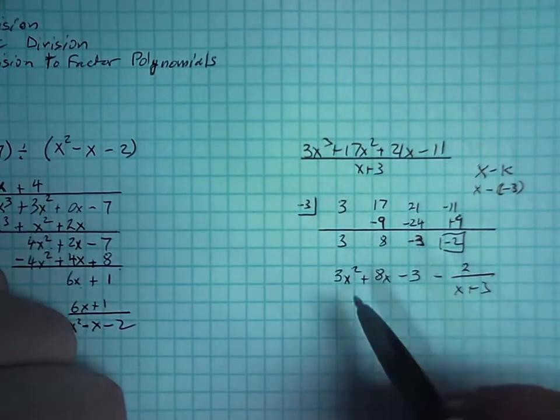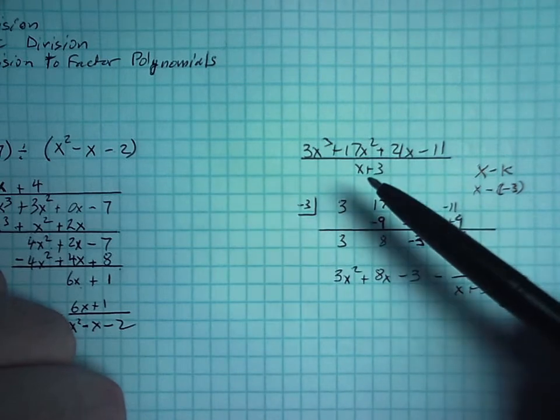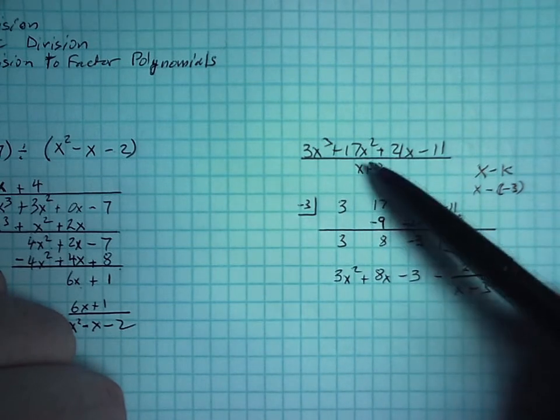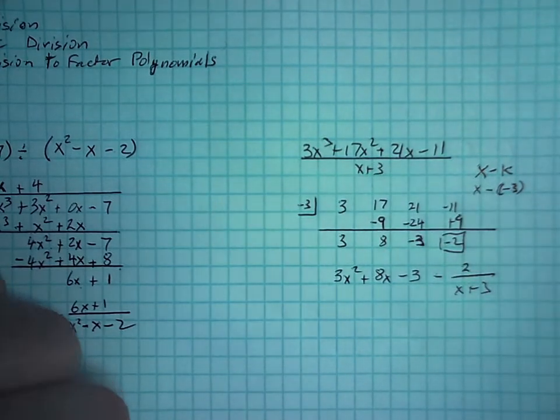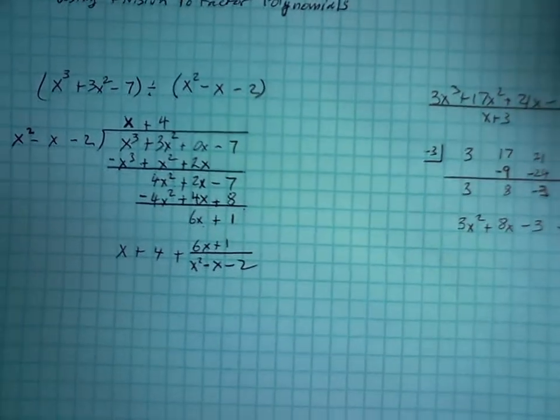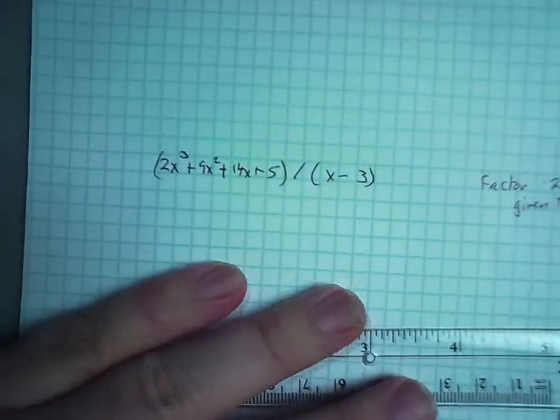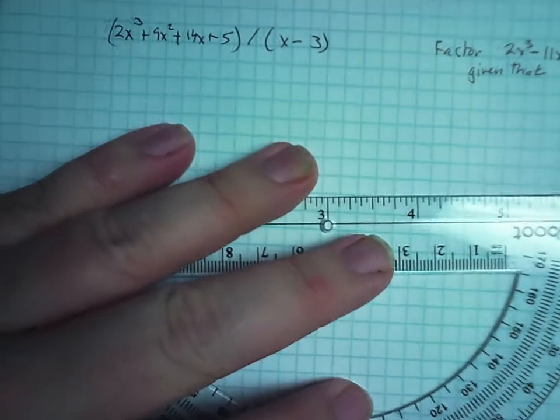So there's our division problem solved with synthetic division. You can only do synthetic division if the bottom is of the form x minus k. Let's do another one of those just to show you how this works again.